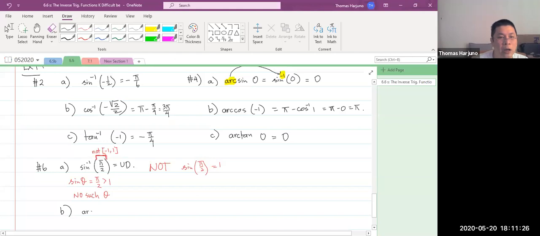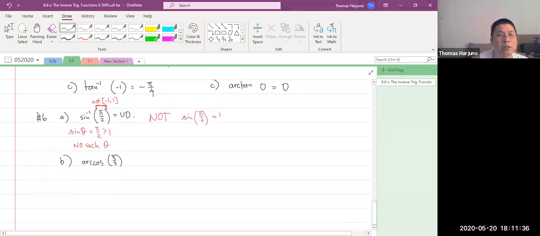Likewise with arc cosine of pi over 3. We may think of that pi over 3 as radians, and that's fine. But the question is not what is cosine of pi over 3. This is asking, cosine of what angle equals pi over 3? Because this is greater than 1, it's outside the range of cosine. In other words, pi over 3 is not in the domain of arc cosine, so automatically the output will be undefined.